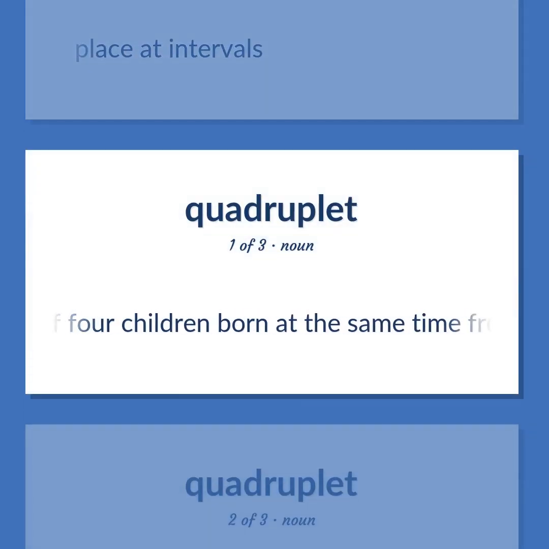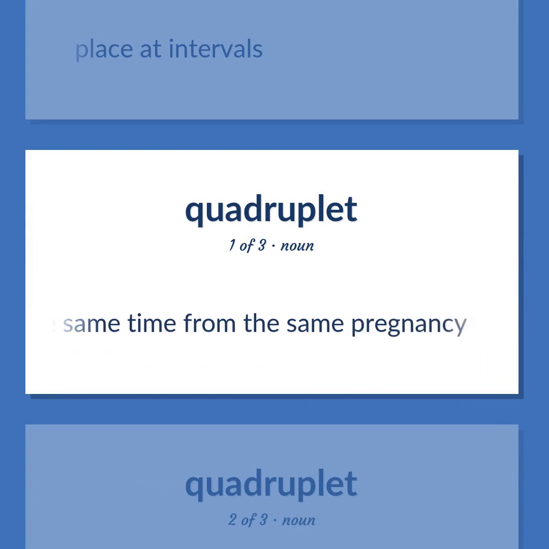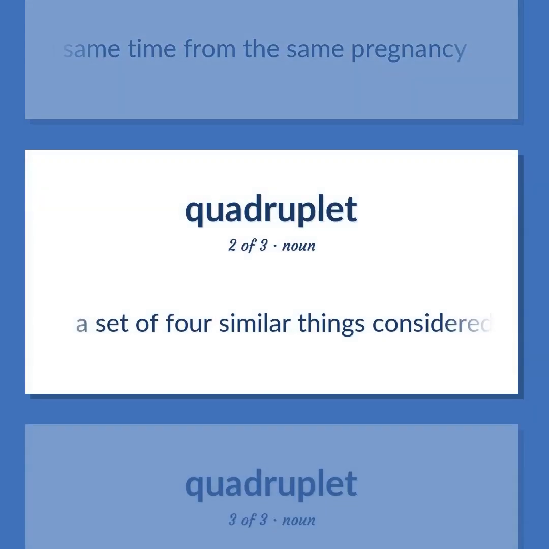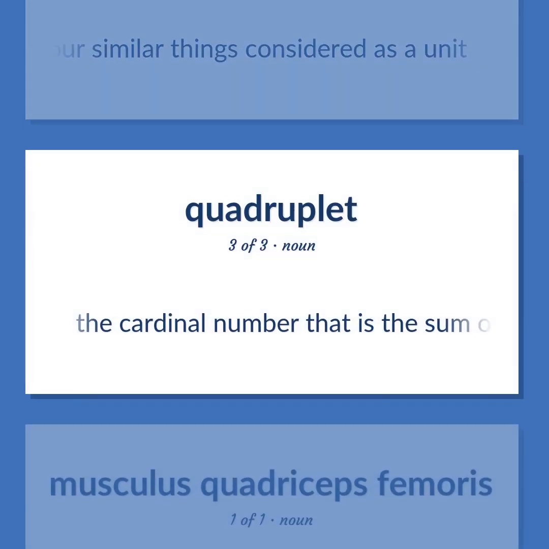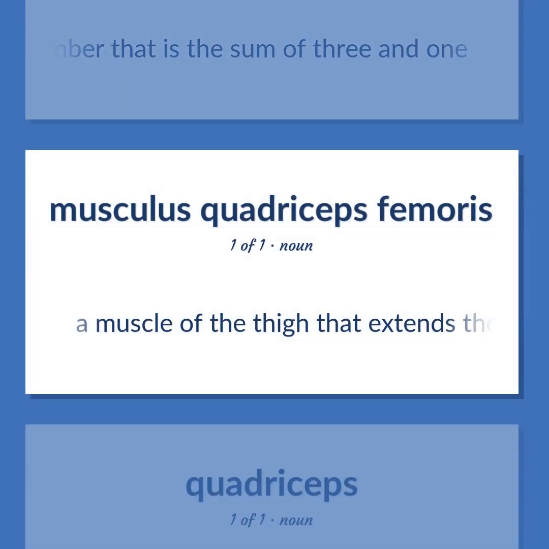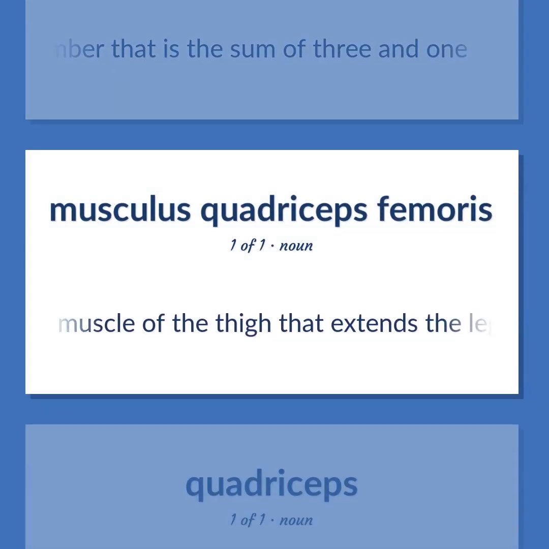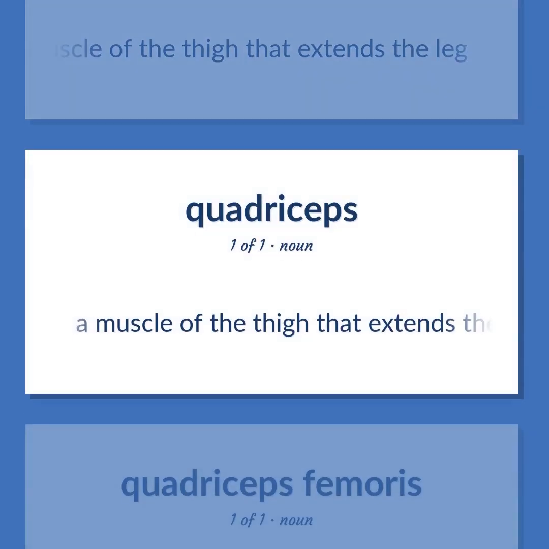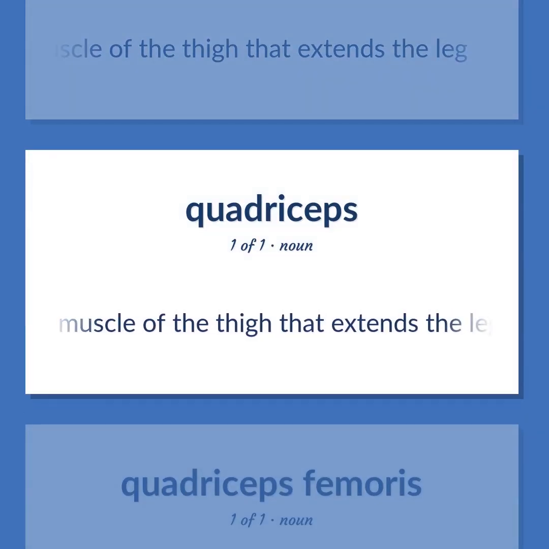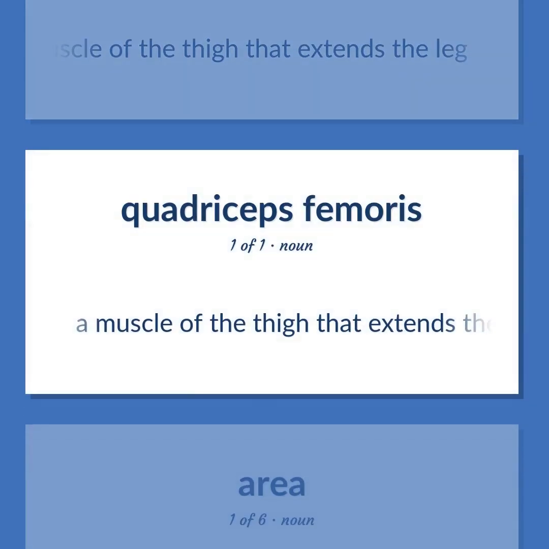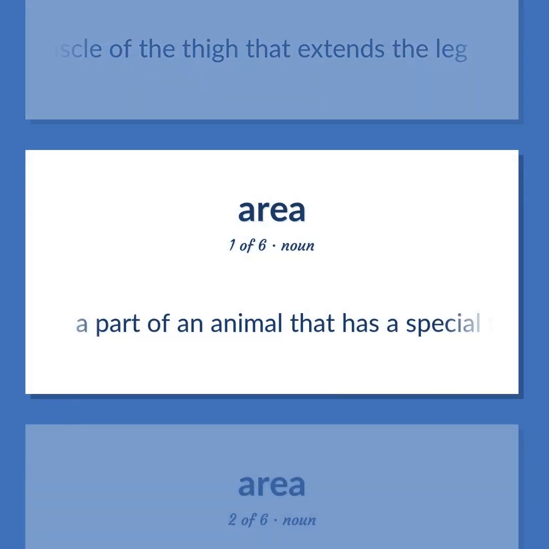One of 4 children born at the same time from the same pregnancy. A set of 4 similar things considered as a unit. The cardinal number that is the sum of 3 and 1. A muscle of the thigh that extends the leg. A part of an animal that has a special function or is supplied by a given artery or nerve.